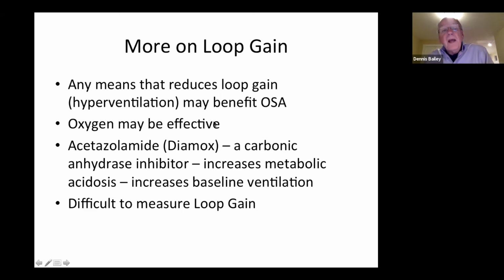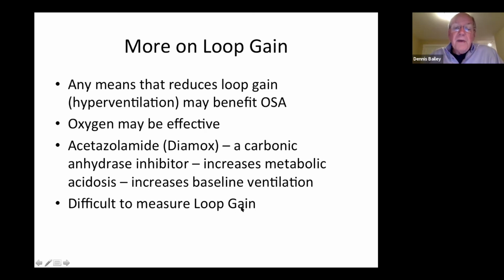They've gone ahead and given patients oxygen, and they find that the oxygen tends to stabilize ventilation, which lowers loop gain, which then creates a more stable effect. They've also used acetazolamide, or Diamox, which is a carbonic anhydrase inhibitor. It increases metabolic acidosis, similar to what CO2 does, and this increases baseline ventilation. Your CO2 has to rise to a certain level for the chemoreceptors to kick in to allow for the breathing or the respiratory effort to begin to occur.